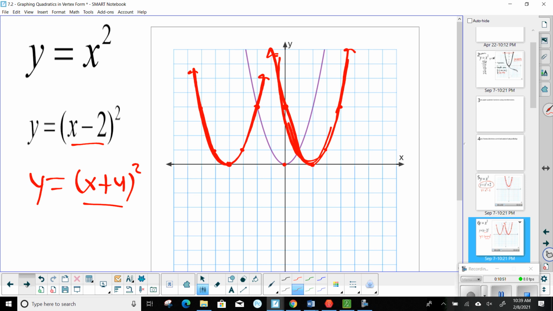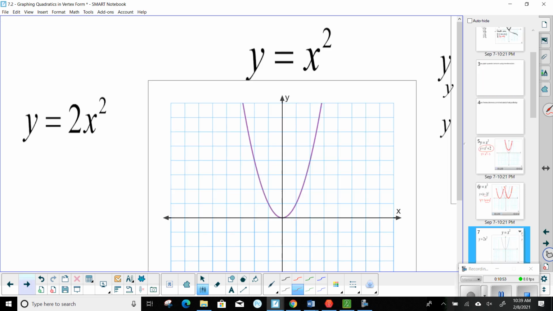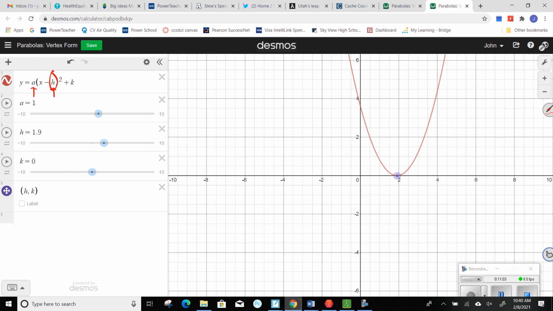Okay, the last transformation is what happens if I times. So now I'm not adding 2, I'm timesing by 2. So y equals 2 times x squared. So let's go back to our decimals graph right here. And now we're not adding or subtracting on the inside or outside. We're timesing by a number. We've got that number out in front. So I'm going to switch that h back to 0. And now I'm going to change what a is.